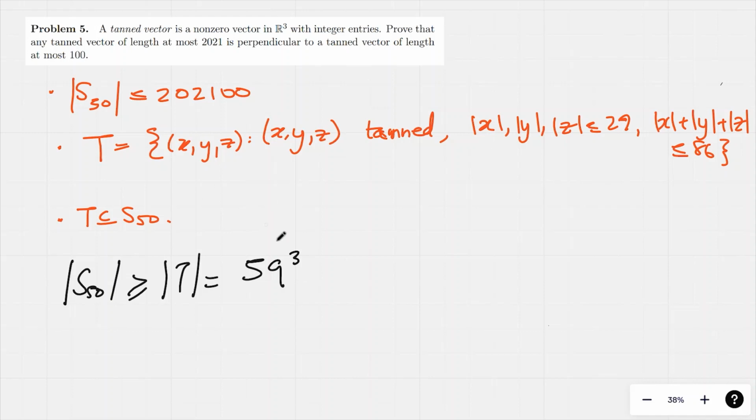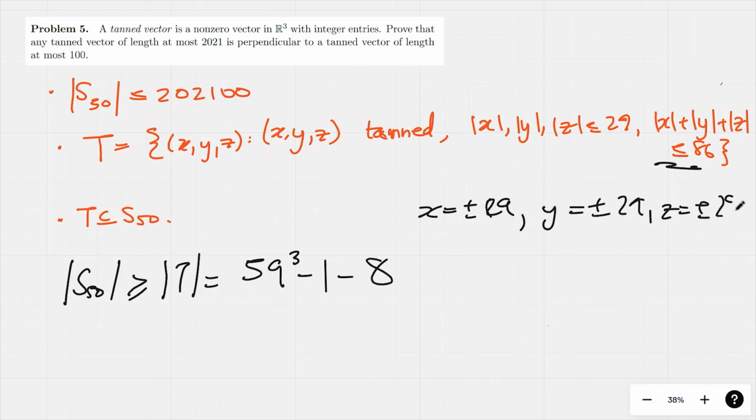However, we do have to subtract a small number here. We firstly have to subtract off 1 because we're not allowed to have the 0 vector. Yeah, because it's a tan vector, we're not allowed to have the 0 vector. And we've also got to subtract off 8 because of this condition here. X plus y plus z cannot be 87. In other words, x, y, and z cannot all have magnitude 29. And the reason we have to take off 8 is because of the case x equals plus or minus 29, y equals plus or minus 29, and z equals plus or minus 29, which gives us two cubed potential vectors which have absolute value of x, y, and z all being 29.